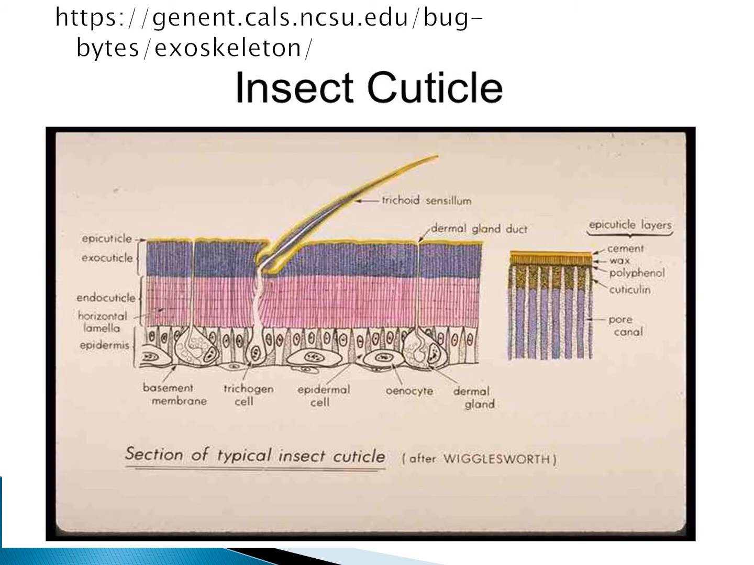Here is a diagram of insect cuticle. As you can see here, there are oenocytes, dermal glands which secrete the wax layer, and epidermal cells which also help in regenerating the cuticle. Trichogen cells support the sensilla or hairs of the insect body. The basement membrane supports the epidermal layer.